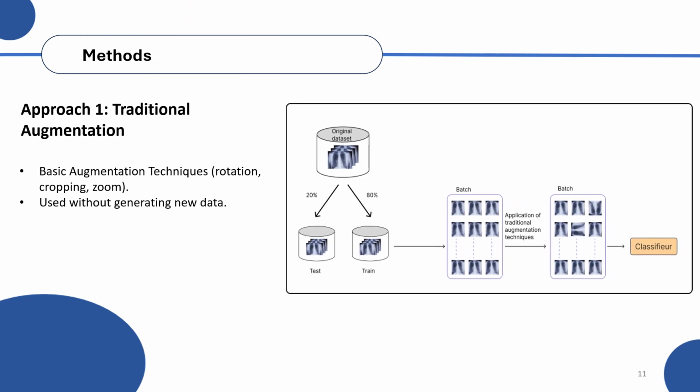In the context of our project, we explored different data augmentation approaches. In this first approach, we used traditional augmentation techniques. These techniques include applying basic operations such as rotation, flipping, and other transformations to the images during the training of the classifier. This method artificially increases the size of the dataset by slightly modifying the images, allowing CNN models to generalize better.